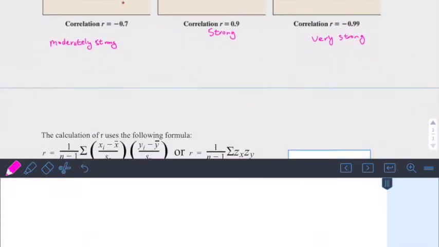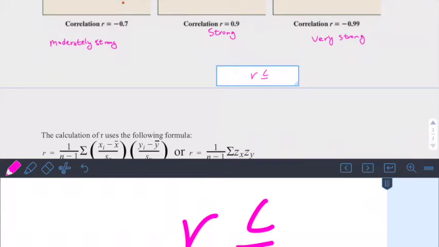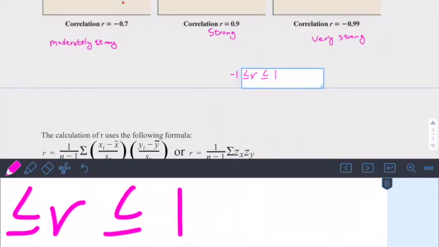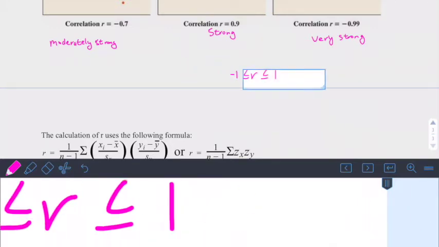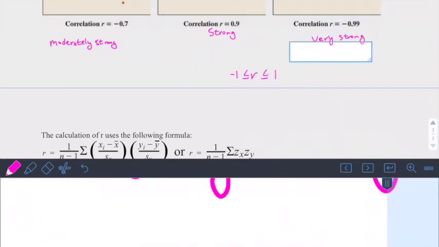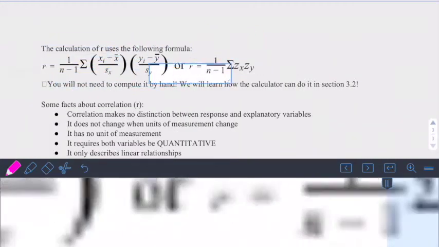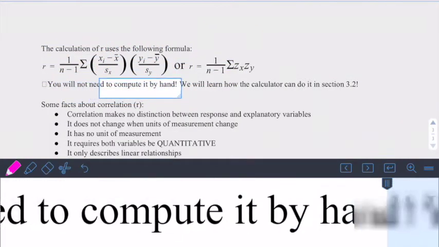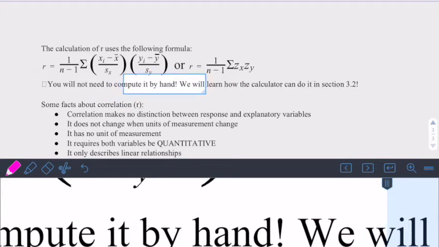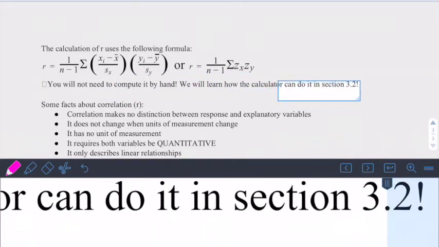It tells us that R has to be between 1 and -1, right? -1 would be a perfect negative correlation, and 1 would be a perfectly strong positive correlation. This is how it's calculated. You will not need to compute it by hand, but we'll learn more about how to do it on the calculator in the next section.